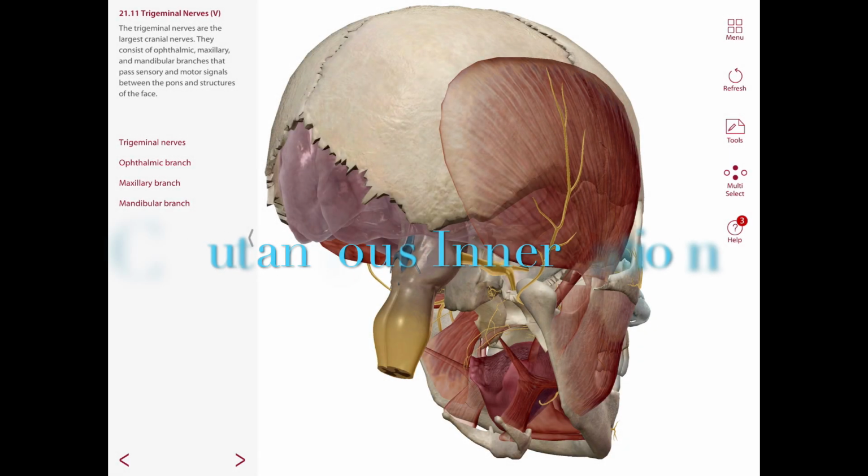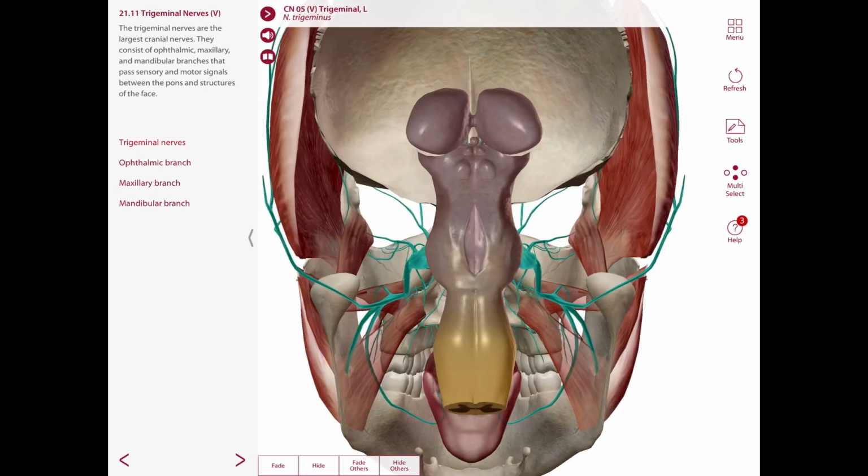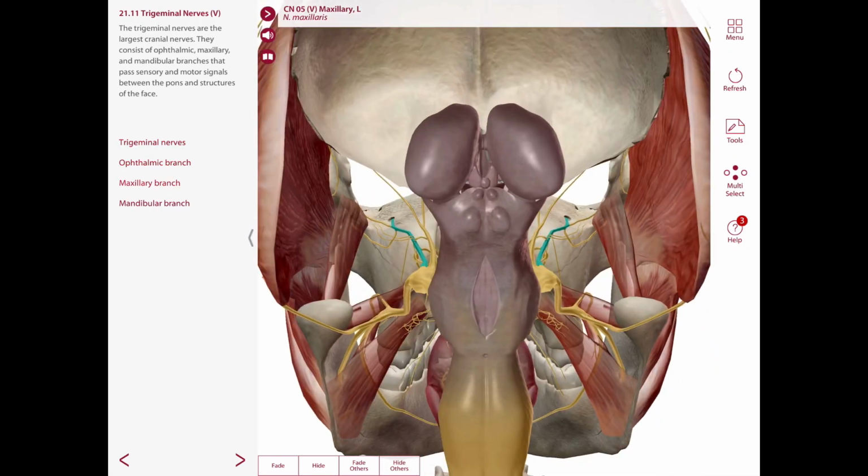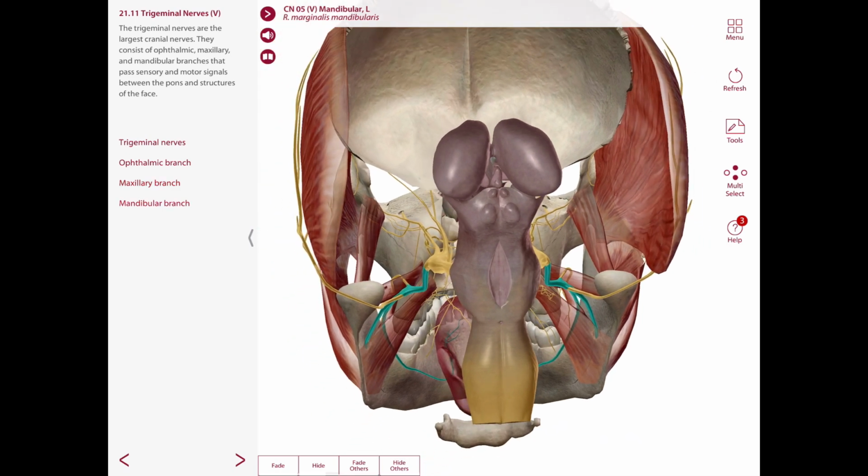So the face is going to be supplied by three branches of the trigeminal nerve, or three divisions of the trigeminal nerve. This is your trigeminal nerve right here. And those branches include the ophthalmic branch, the maxillary branch, and the mandibular branch. Some of the areas that will not be covered are the angle of the mandible and the parotid gland, which are supplied by the great auricular nerve, which is a branch of the cervical plexus.